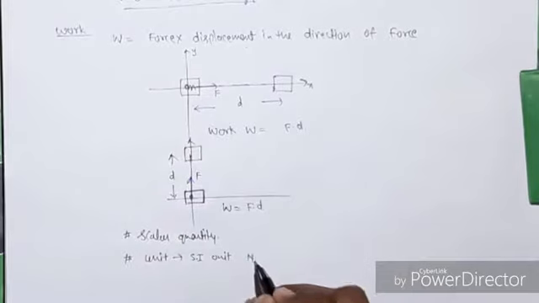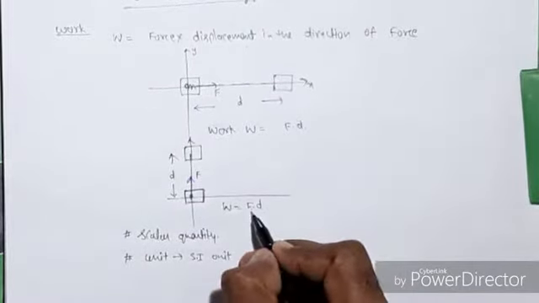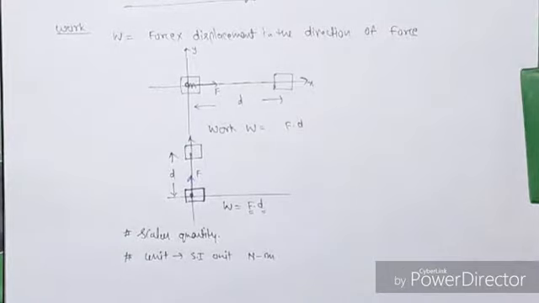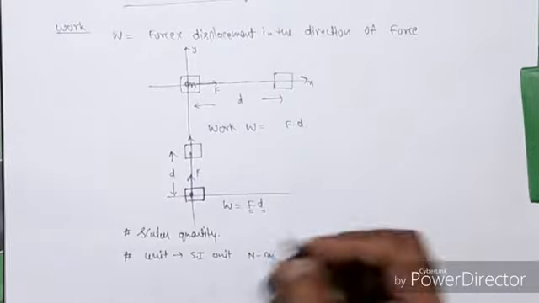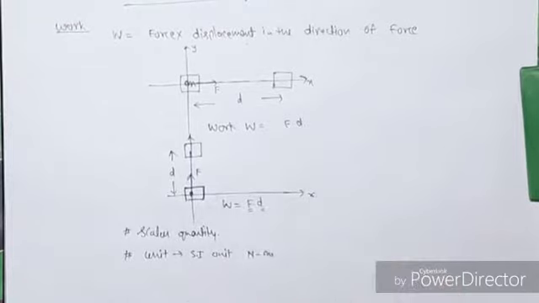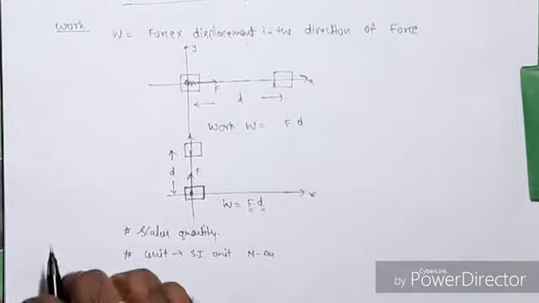is Newton into meter. Force is measured in Newton and displacement is measured in meter. Therefore the unit is Newton into meter. Okay, this is the basic definition of work as force into displacement, what we have discussed in our class 9th and 10th.